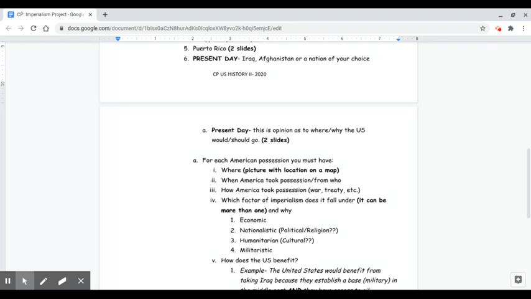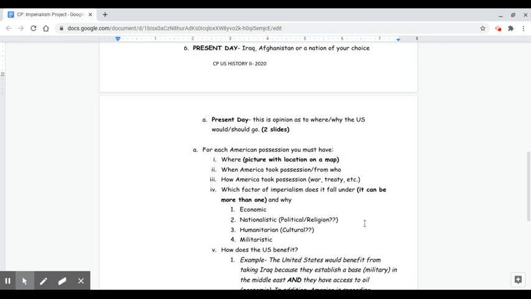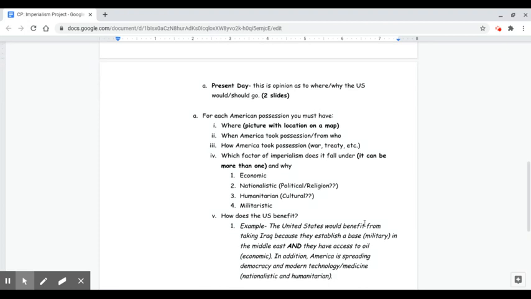Do we believe that their way of medicine is wrong? Do we believe that they don't treat their people right and we want it to better lives? Do we want to increase their standard of living? Or is it militaristic? So for each of these, whichever ones apply, not just which one it is, but why it is that one. And then lastly, how does the United States benefit?